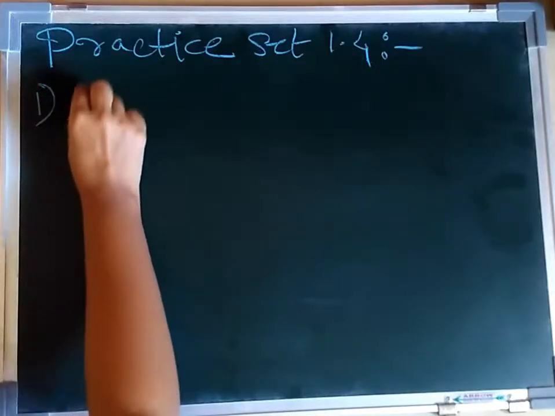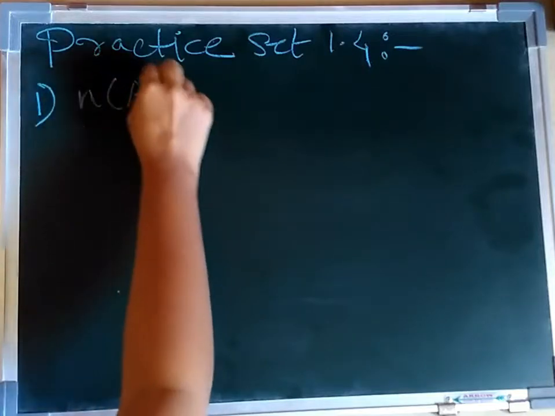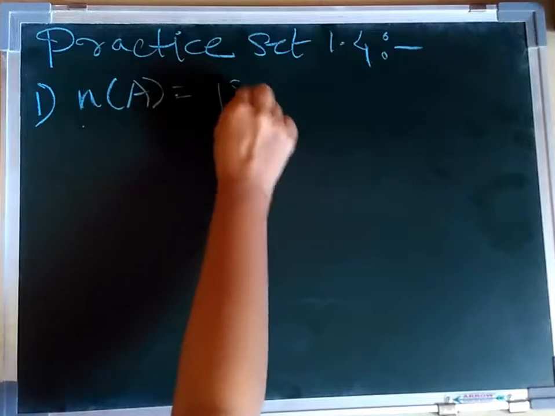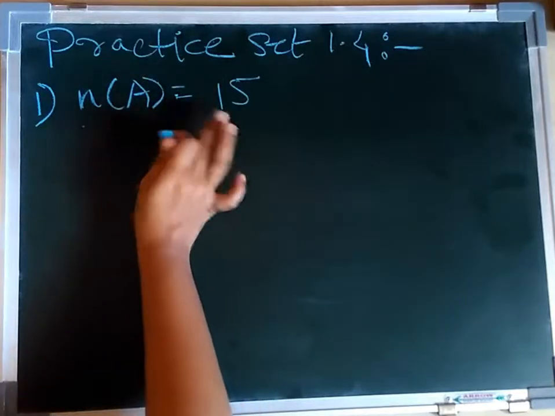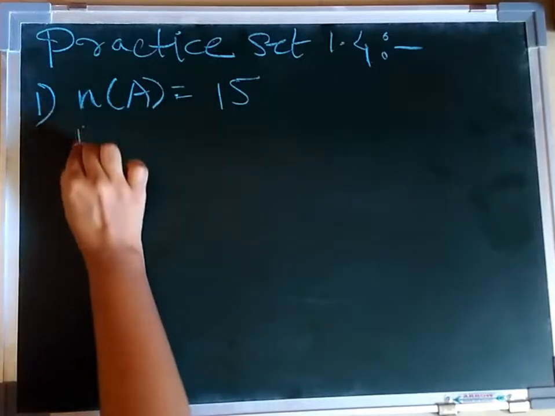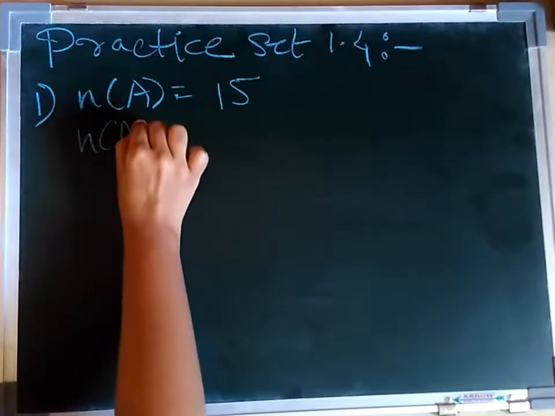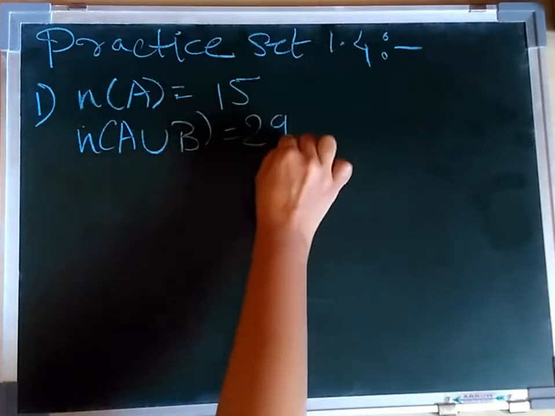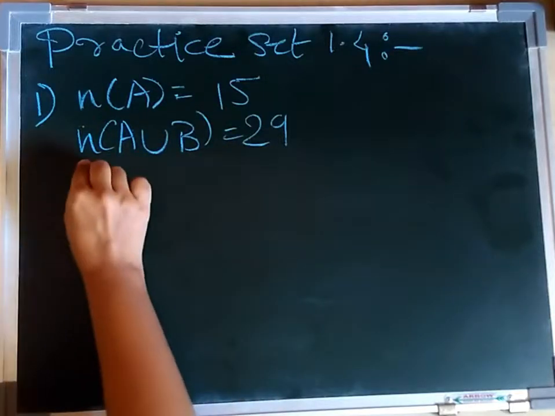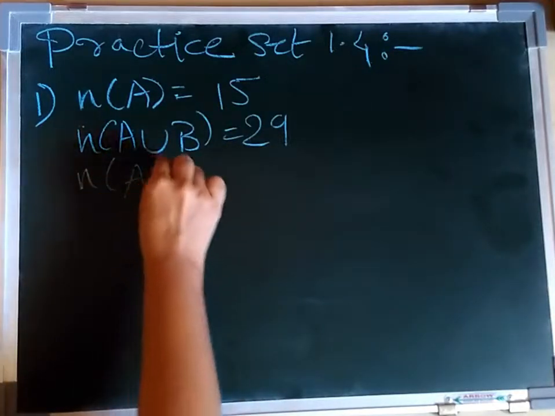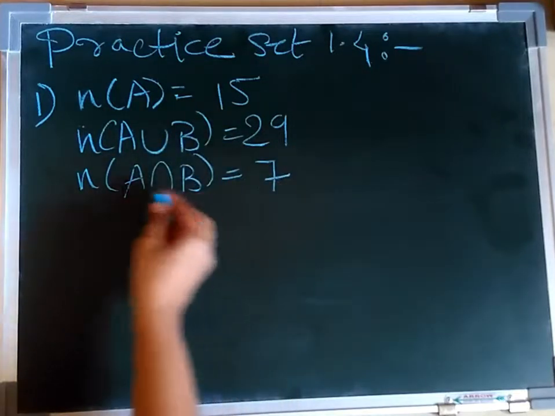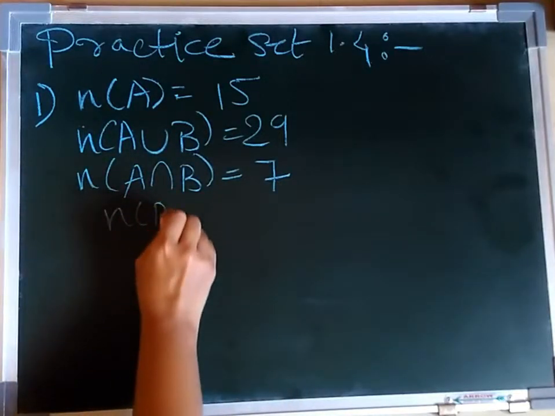First we will write down the given data. They have given that n of A is 15, that is, the number of elements in set A is 15. N of A union B is 29. N of A intersection B is 7. We need to find what is N of B.